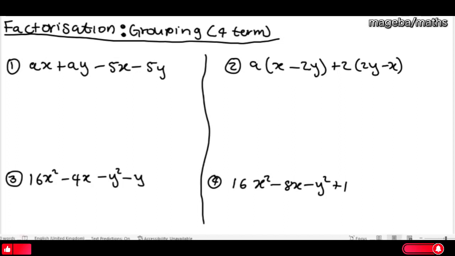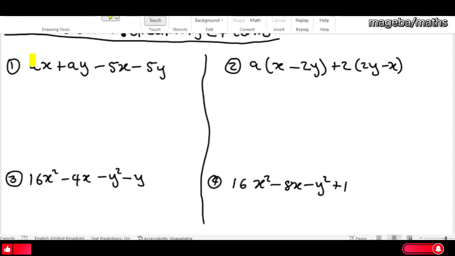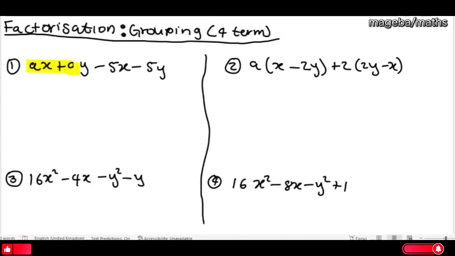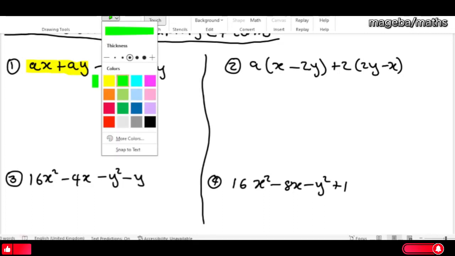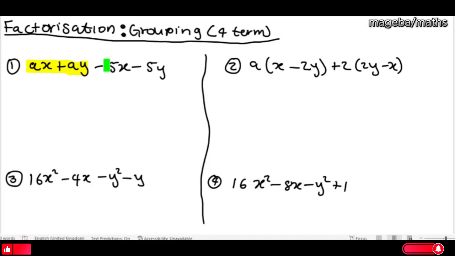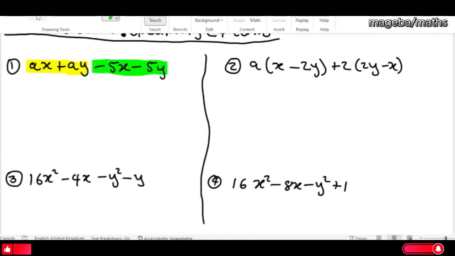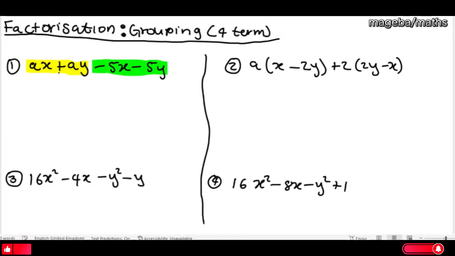So the first two terms that I have here is this one, and the next two terms that I have here is this one. You can start by grouping them like that, with their signs. The purpose of grouping is that most of the time, after factorizing the first one and the second one, you must take out the common factor after that step.